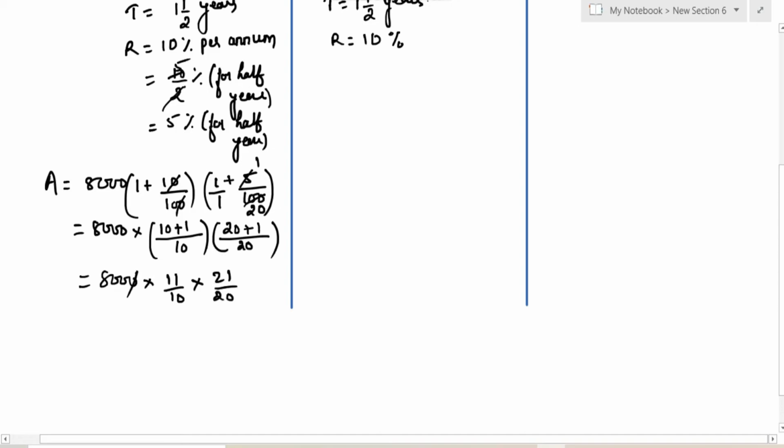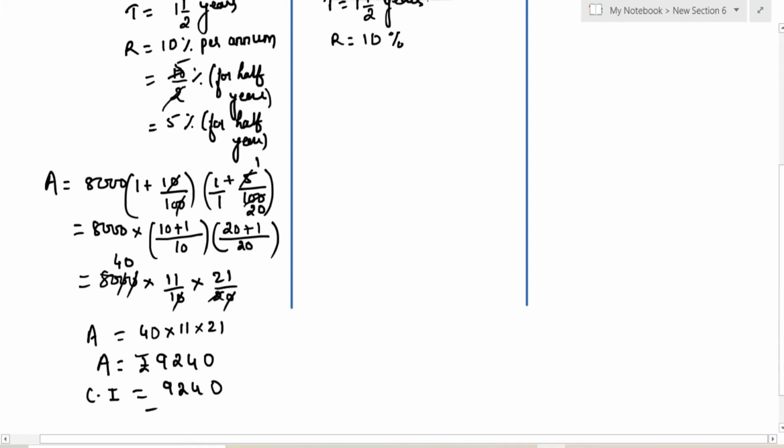This 0, 0 is going to be cancelled, 0, 0 is going to be cancelled, and half of 80 is 40. So we will multiply 40 into 11 into 21 so that we can get the value of the amount. That is 9240 rupees. Now I got my amount. Now for CI, I need to subtract the principal. That means the required CI is 1240 rupees. This is the CI.